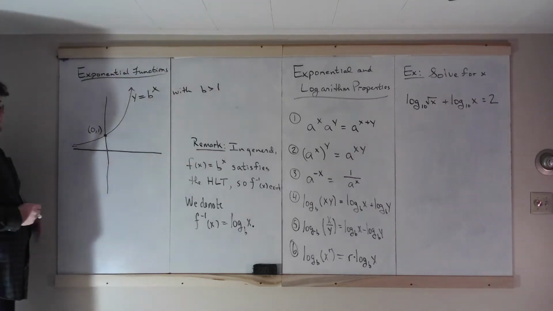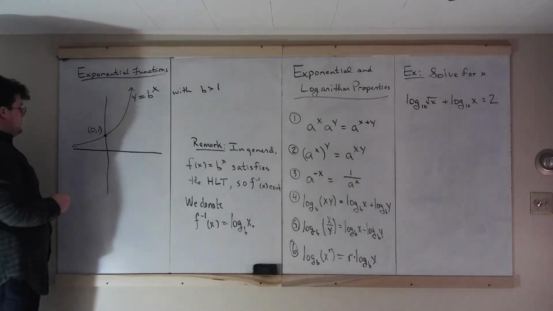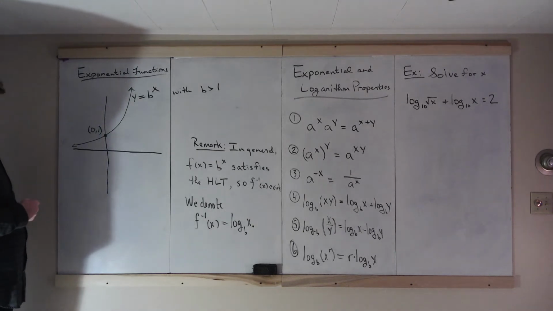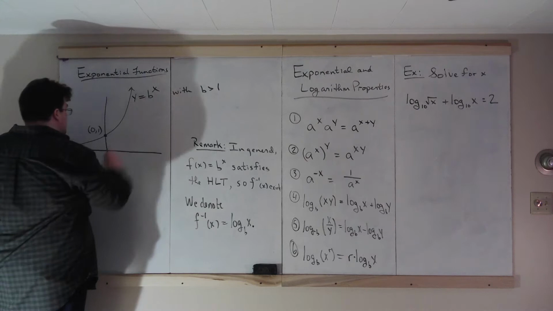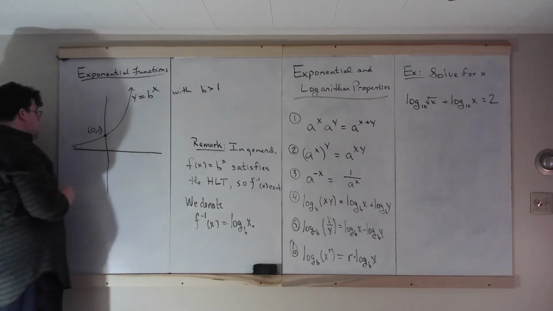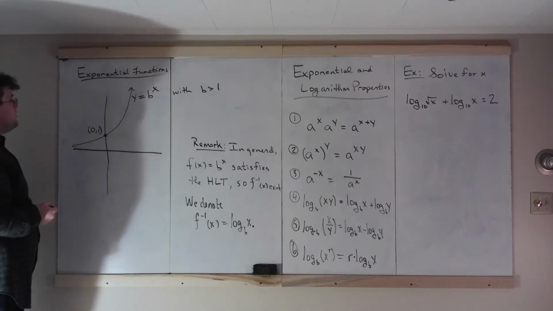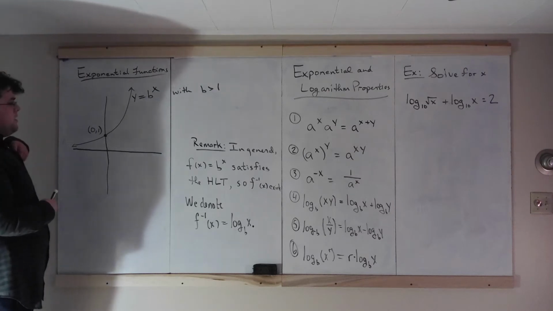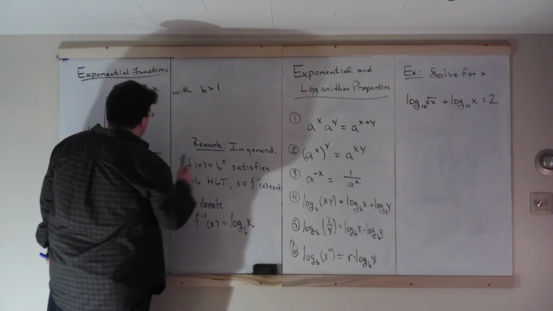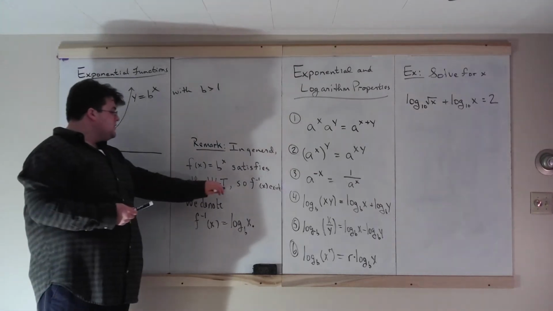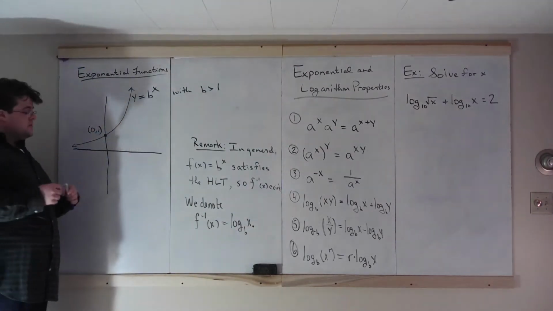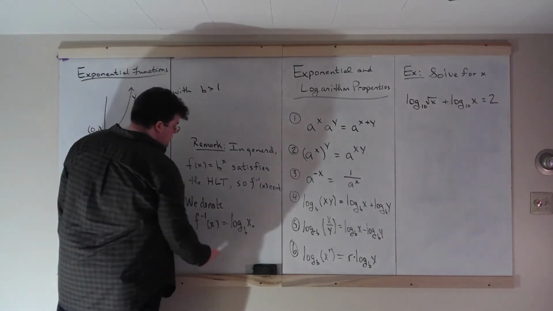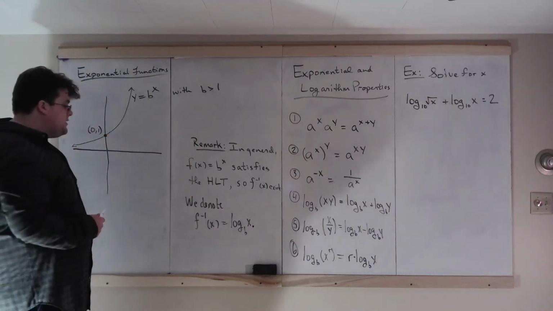Notice for negative x values, it'll go down toward 0 as those negative values get larger in the negative direction. But b to the x in general, b greater than 1, will always go through 0, 1, because b to the 0, for b larger than 1, is always 1. And in general, this function satisfies the horizontal line test. If it satisfies the horizontal line test, f inverse exists.